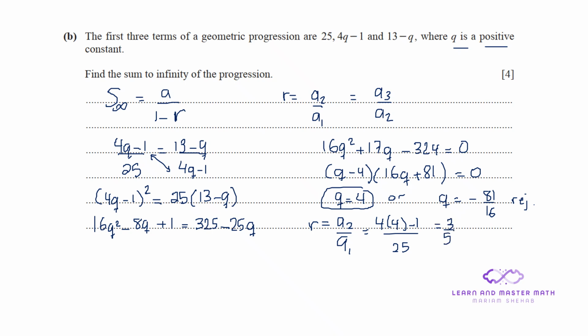Now we have the first term and we have the common ratio, so we go back to S infinity. S infinity will be in this case A1, which is 25, over 1 minus 3 over 5. If you do the calculation here, you will get 125 over 2.